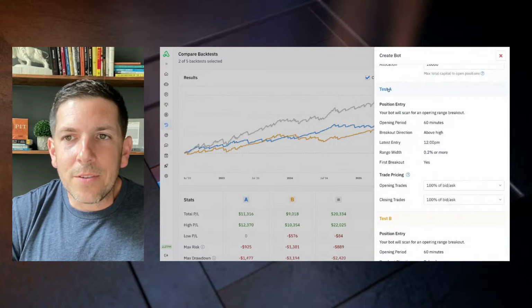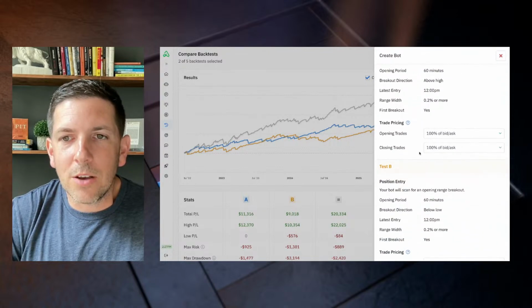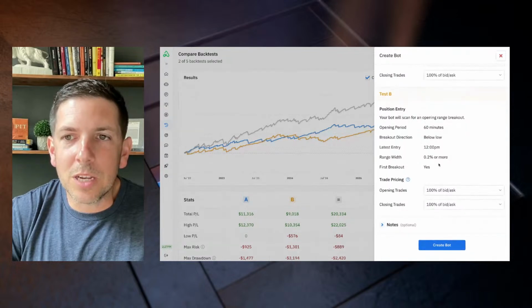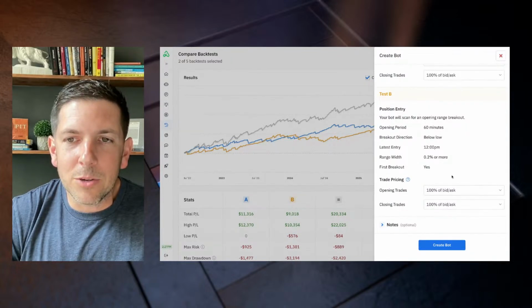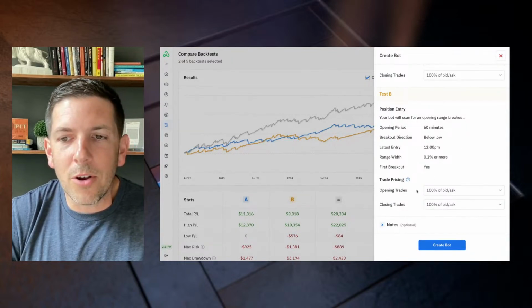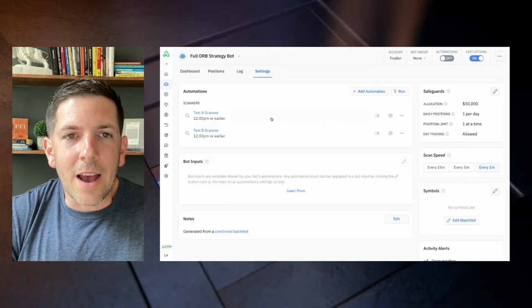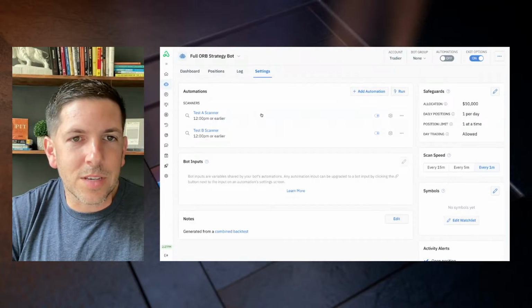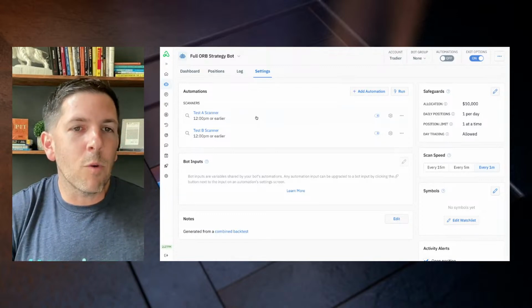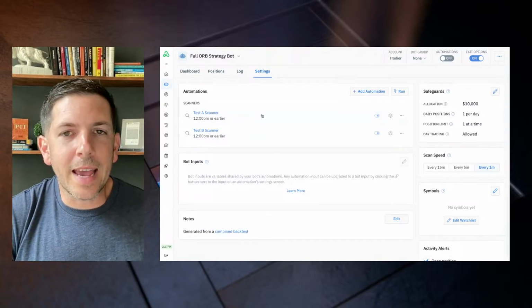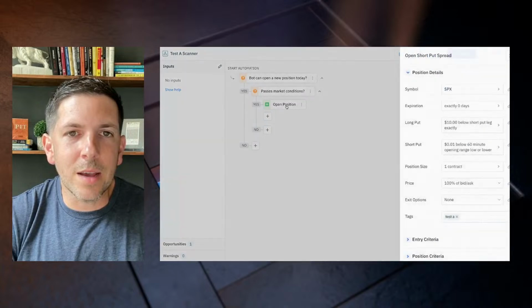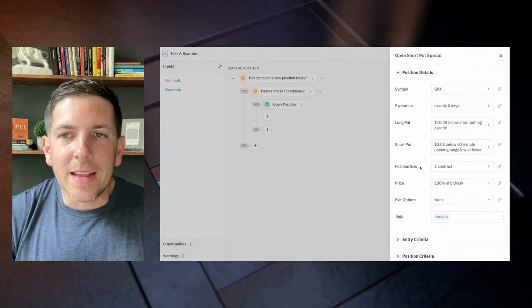And basically you have test A, which is going to do these criteria, and you double check how you want trade pricing to go through. And then you've got test B, which is going to do this trade criteria. Again, double check how you want trade pricing to go through to your broker. And then you create the bot. You go over to bot settings. Now you have both scanner automations that are set up, one for test A, one for test B. Those are both here, and those have all the criteria in them for that exact bot, that specific set of criteria that you wanted to run.